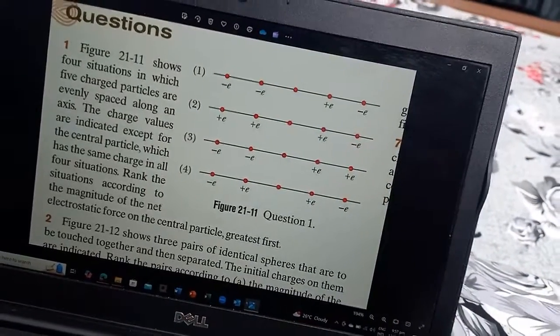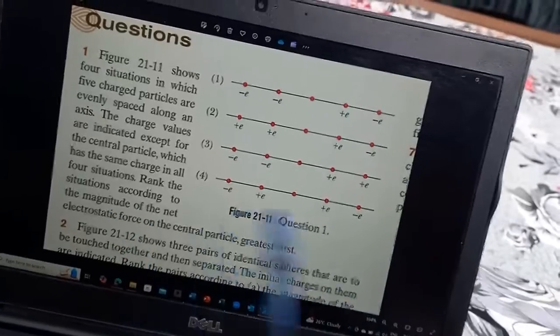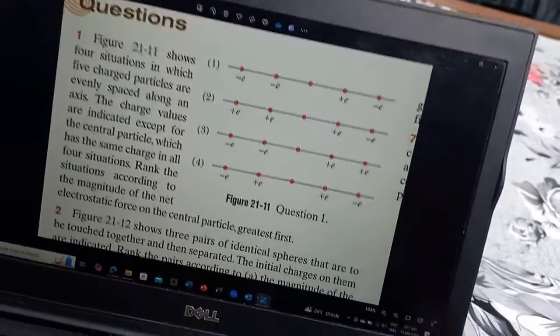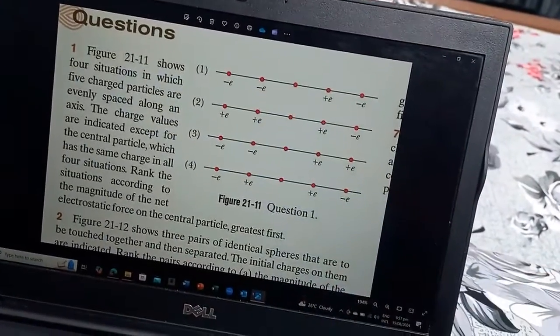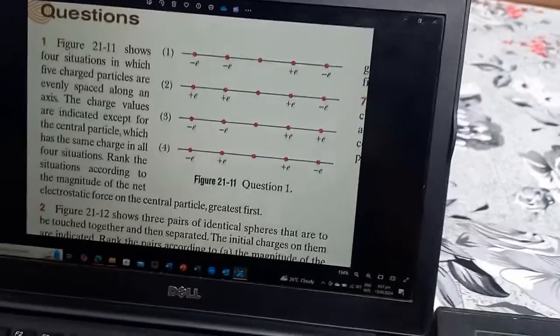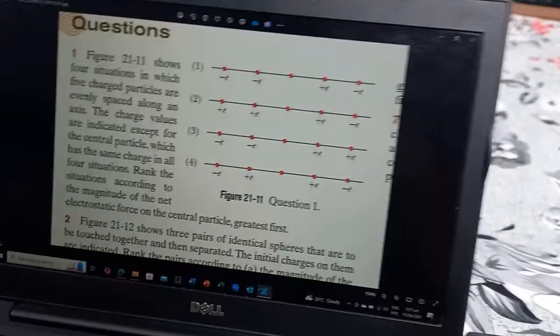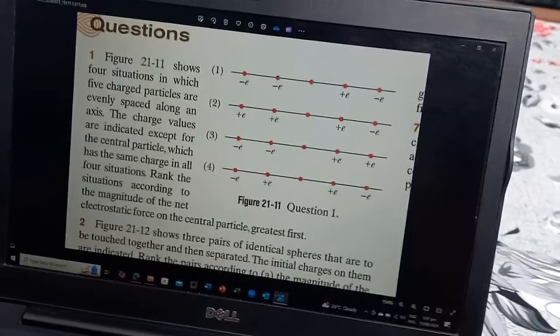Then we'll arrange them in descending order: the greatest first, then the next greatest, then the next greatest, and then the least. So that is how this problem will be solved.